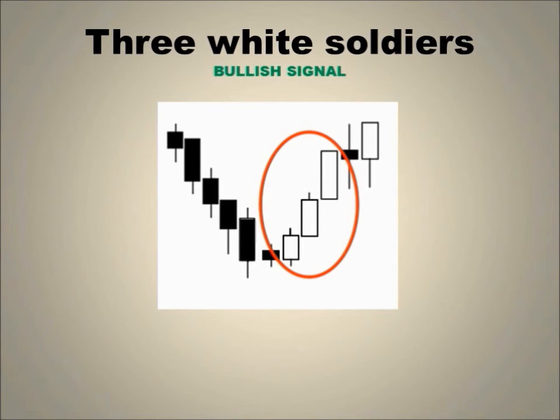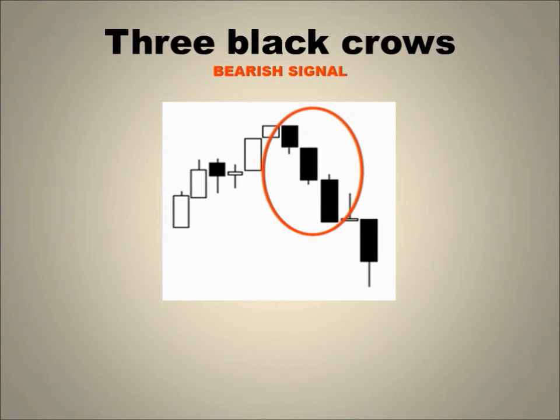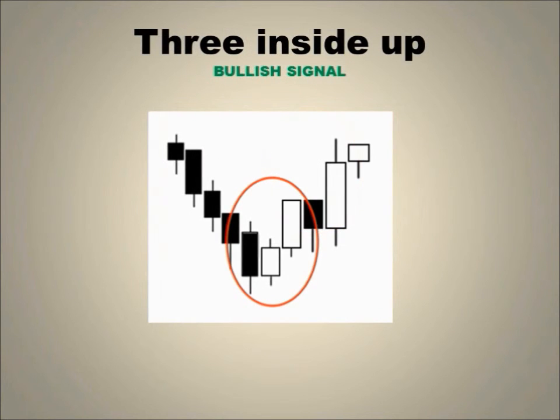Three white soldiers. This means we have three bullish candles beginning the bull market trend. Three black crows, which is the opposite. This tells us that the bear market has begun. We have three strong black bodies pushing down the prices. Obvious bear market.